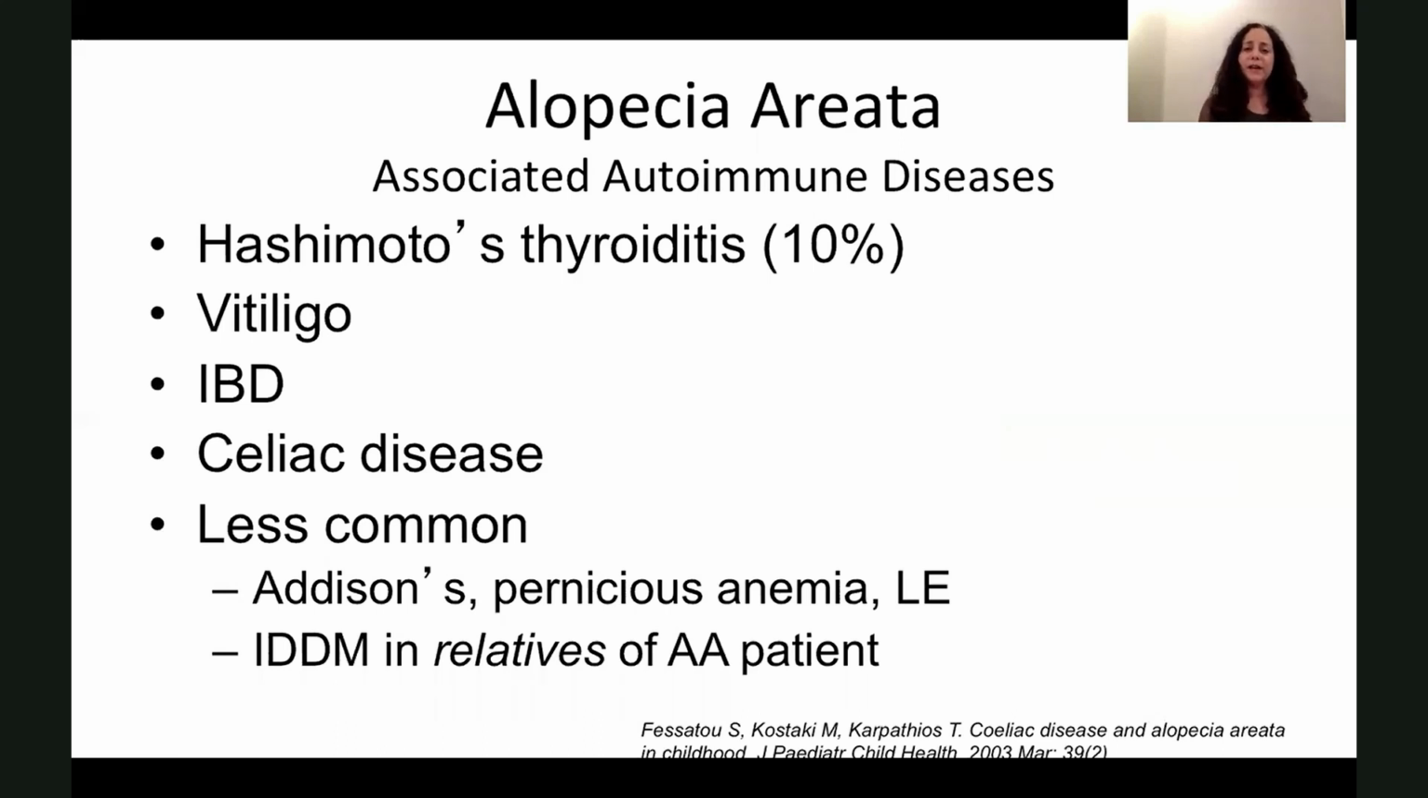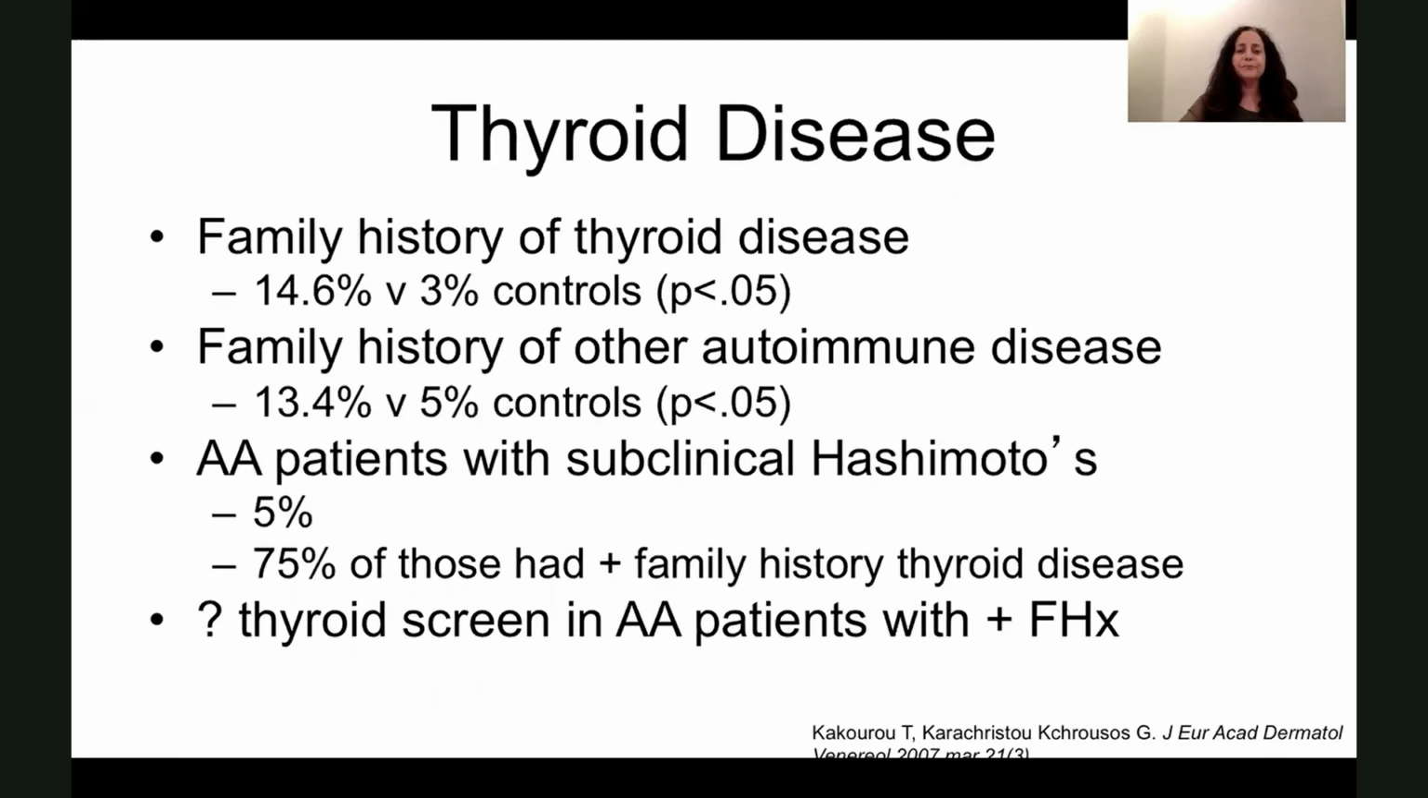Alopecia areata can have sort of 2 groups of associated features. The first are the other autoimmune diseases. Like most autoimmune diseases, there can be an increased risk of having other associated autoimmune diseases over the lifetime. Hashimoto's thyroiditis is by far the most common, but other ones such as inflammatory bowel disease, vitiligo, celiac disease, Addison's, pernicious anemia, these are all possibilities, as is having a relative with an autoimmune condition.